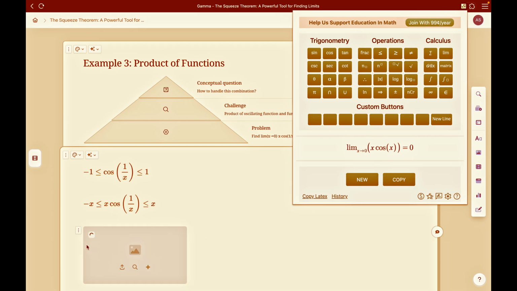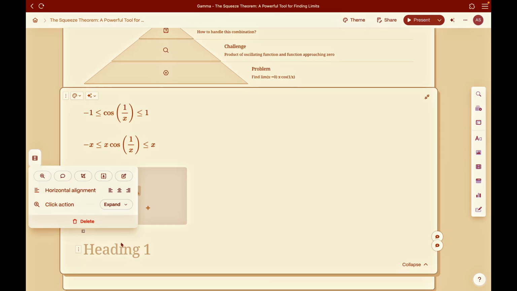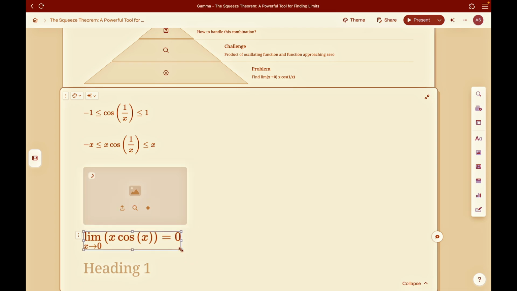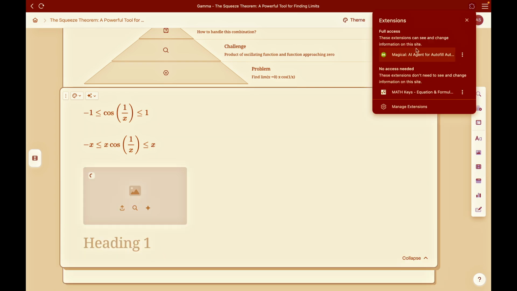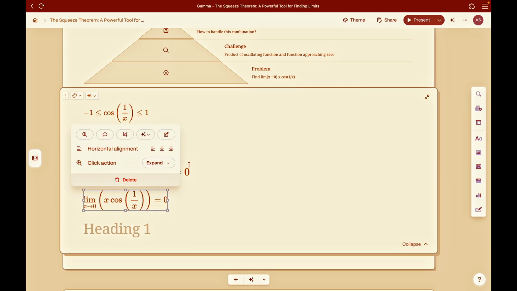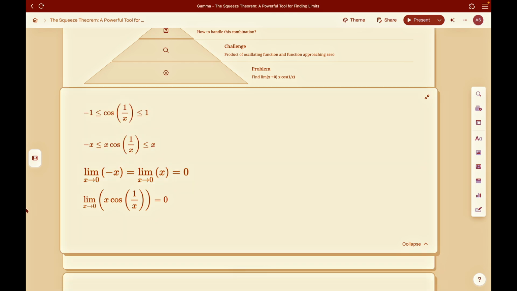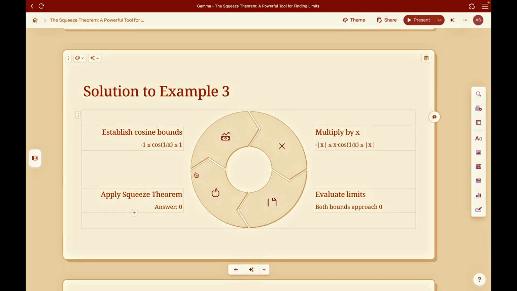Now keep in mind, this function was actually extremely similar to our first problem, except this is cosine and the other one was sine. And here you go, the solution to our third example. Here is the solution slide where it's saying establish the bounds, multiply by x, evaluate the limits, and apply Squeeze's theorem. That's pretty much about it. That's all we have for our examples.